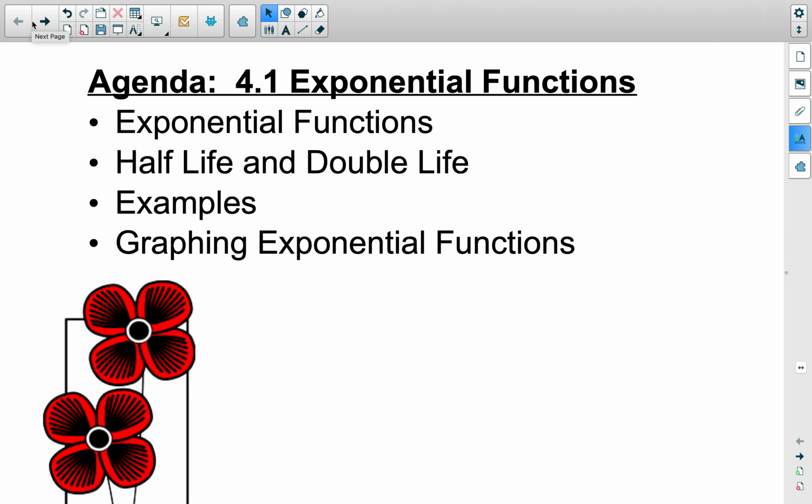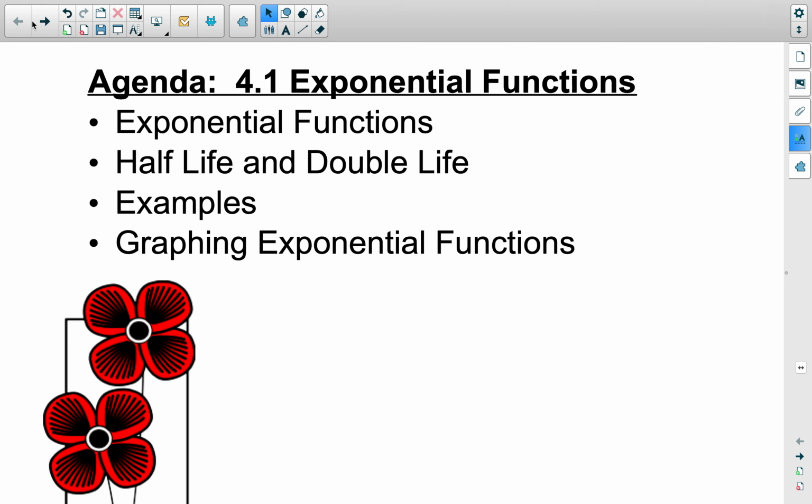Welcome. Today's lesson is on 4.1, which is exponential functions. We'll be talking about exponential functions, which is probably familiar. We did cover exponential functions in chapter 1, kind of focused on a sequence point of view. We're going to talk about half-life, double life, and have several examples for you to follow. And we will end with graphing some exponential functions.